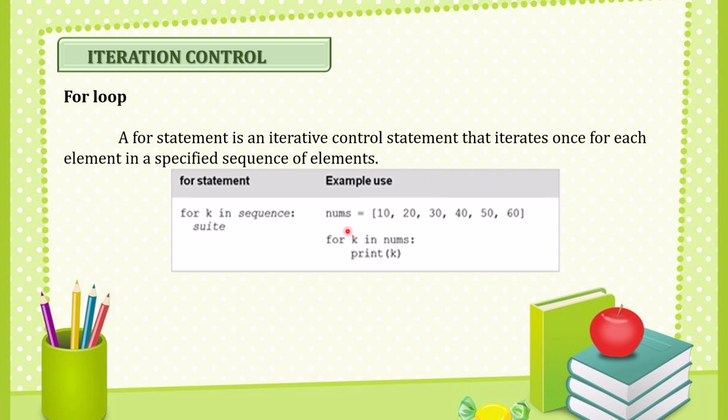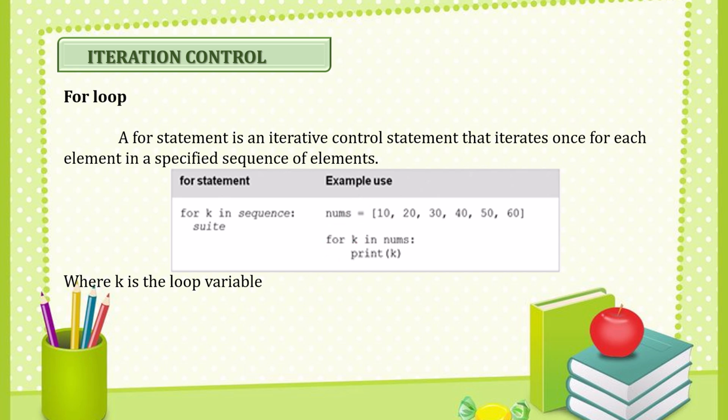Here we have an example with a variable called nums, and it has a value. We can call it a list because it was enclosed in square brackets. To access each and every element in the list, here we are using a for loop. For k in nums: print k. So what we are doing here is just accessing each and every element in a list with the help of a for loop. As I have already told you, this statement will iterate once for each element in a specified sequence of elements. Here k is a loop variable.